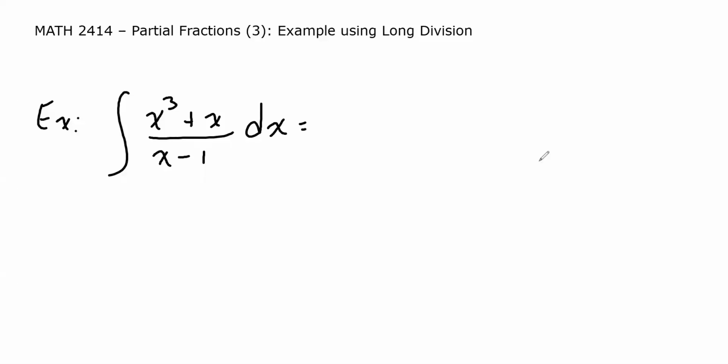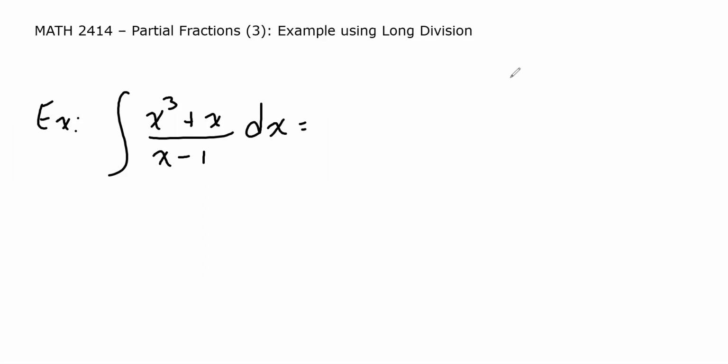Math 2414, Partial Fractions, Video 3, Example using long division. After concluding the previous video, I realized that I had not intended to do the long division in that video, but rather save it for this one. However, so that this video can stand on its own, I am going to repeat the long division from the previous video. First, let's take a look at this integral.